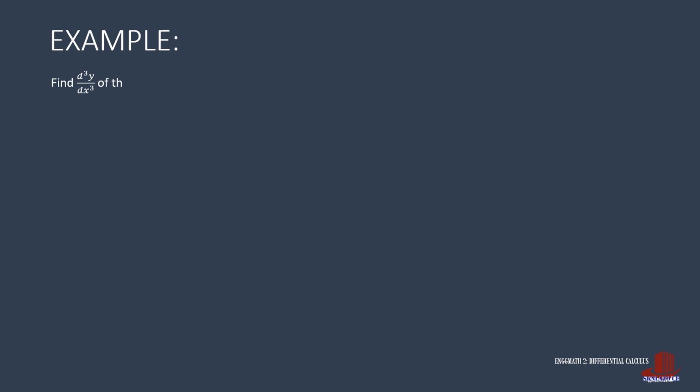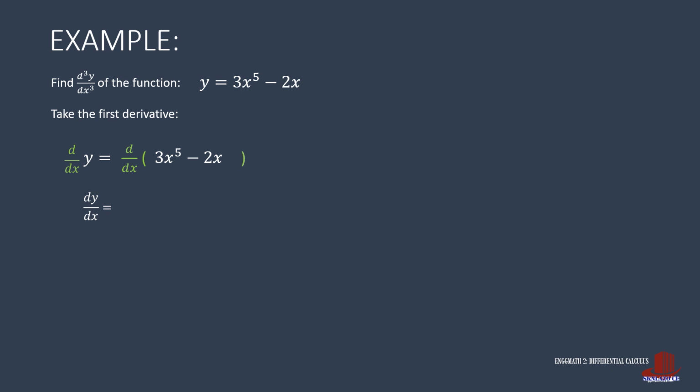To show the process of searching for the higher derivative, let's work on an example. Find the third derivative of the function y equals 3x raised to 5 minus 2x. First is to take the first derivative. With the function, take d over dx for each side. From the right side, distribute d over dx on each term. So dy over dx then has the derivative of the first term, 3x raised to 5, then also the derivative of the second term, 2x.